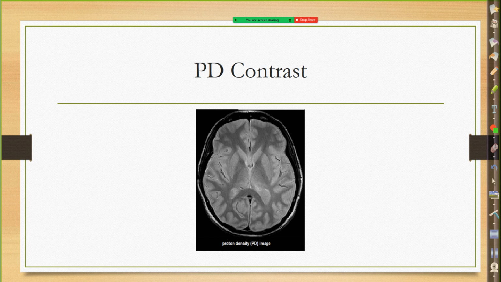But what's great about proton density is they really differentiate the difference between white and gray matter of the brain. So these were used for a very long time, for years, before a sequence came along called a FLAIR, and we don't use proton density in the brain sequence anymore. It's just really used for MSK imaging these days.